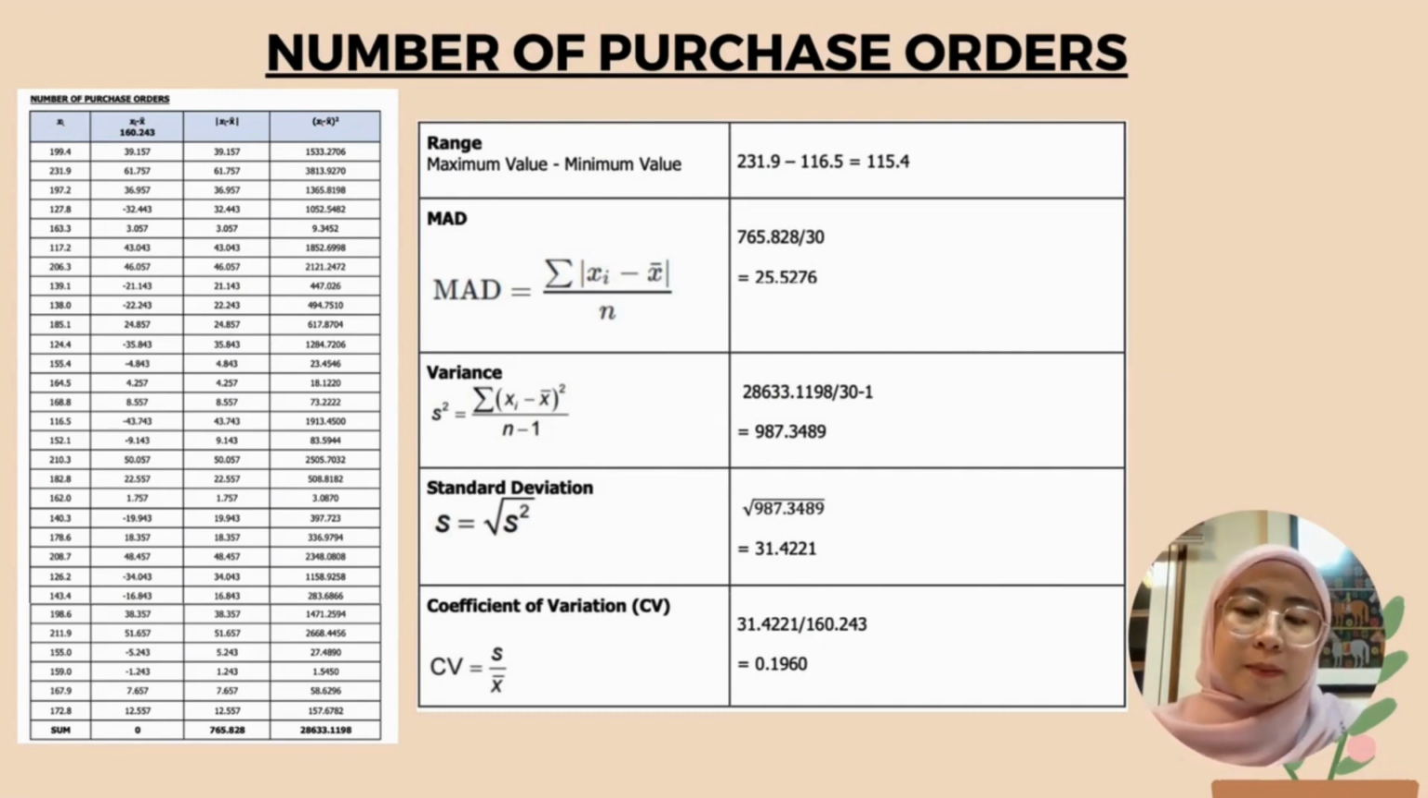Range, maximum value minus minimum value, we get 115.4. So for the mean absolute deviation, 765.828 divided by 30, we get 25.5276. So for the variance, 228,633.1198 divided by 30 minus 1, the answer is 987.3489. And then for the standard deviation, 31.4221. Last but not least, the coefficient of variation, 31.4221 divided by 160.243. The answer is 0.19.